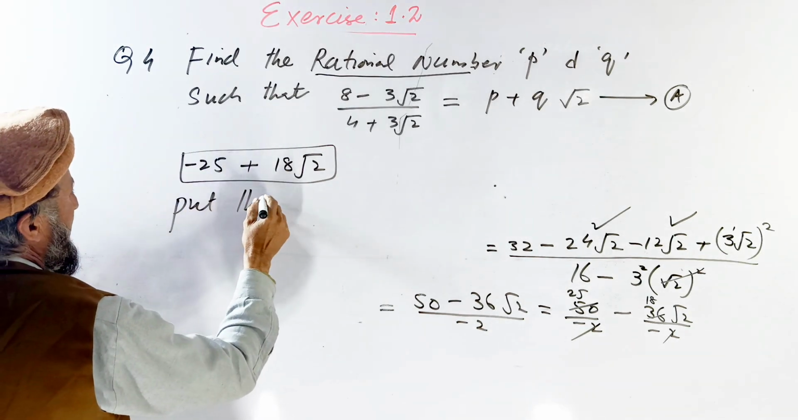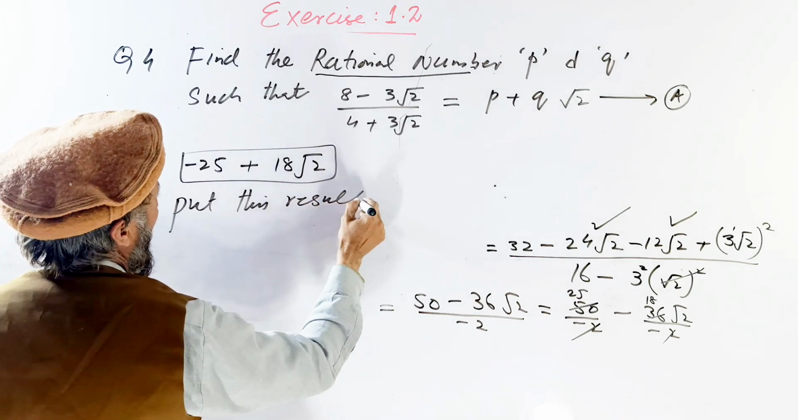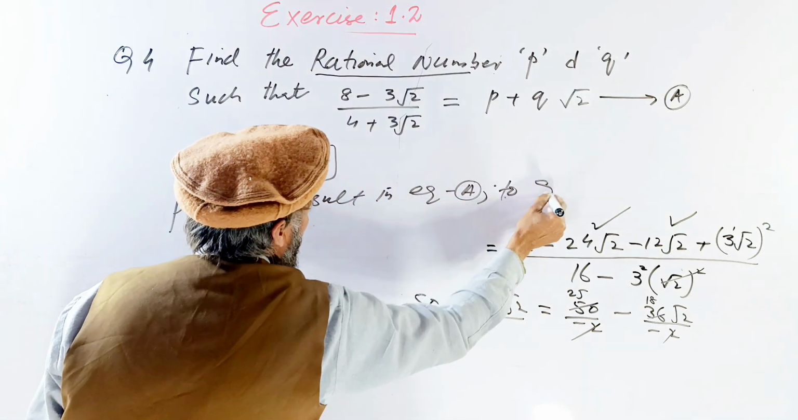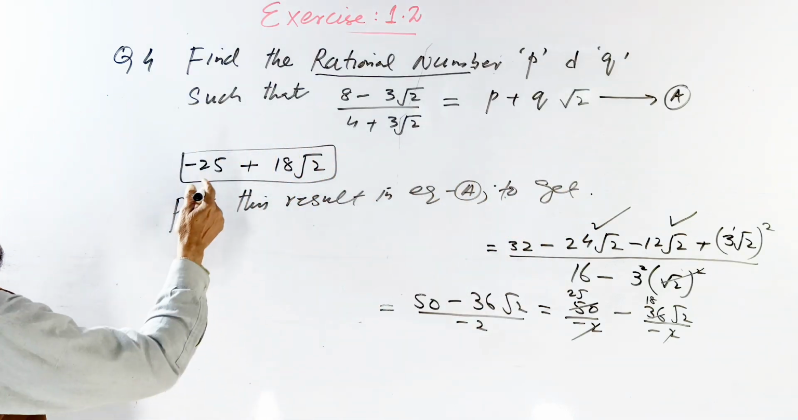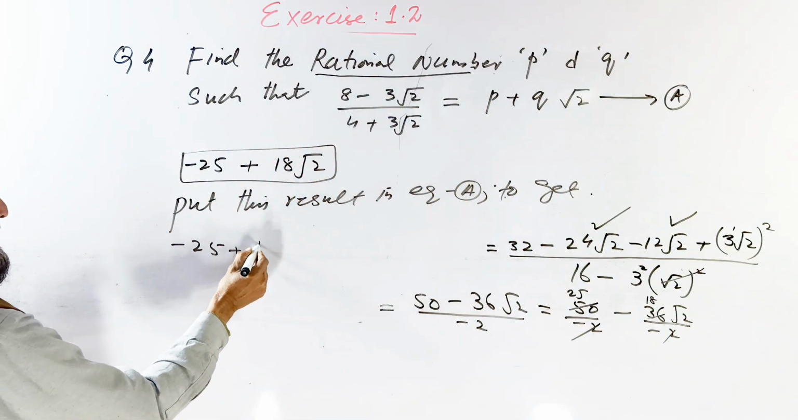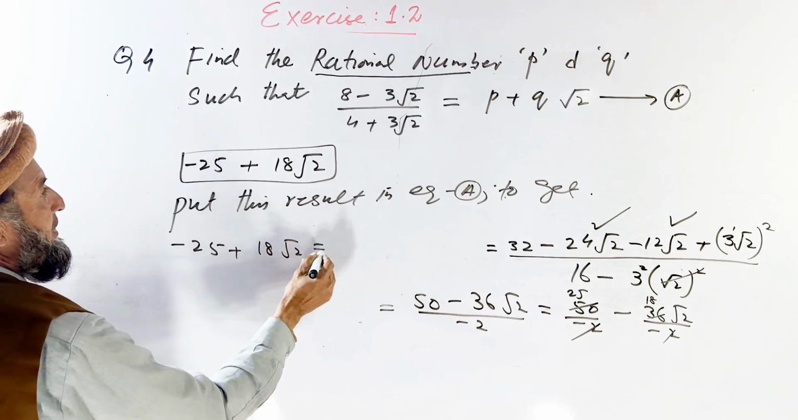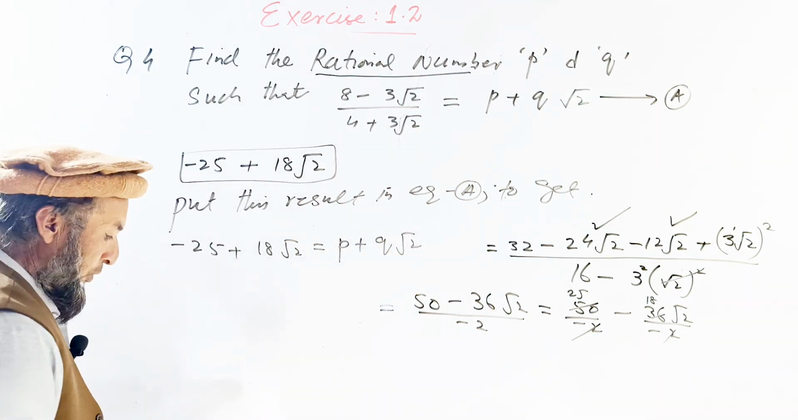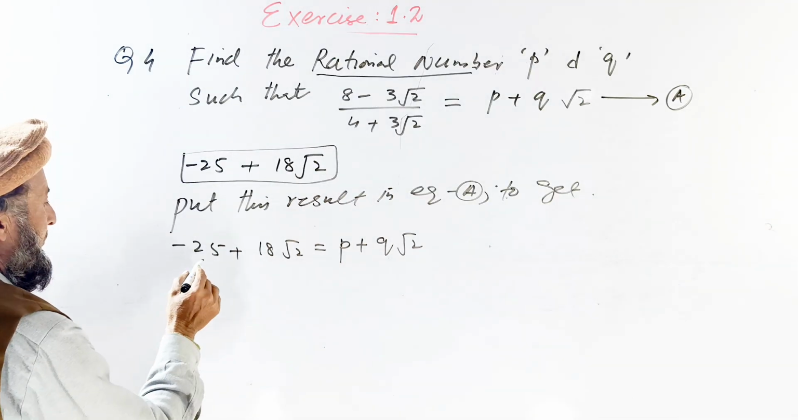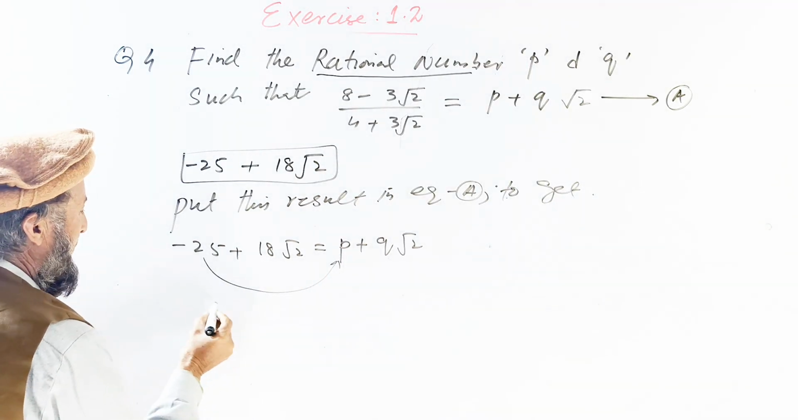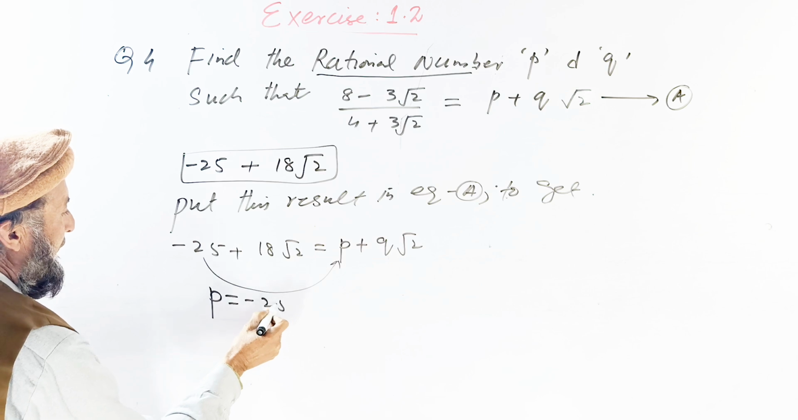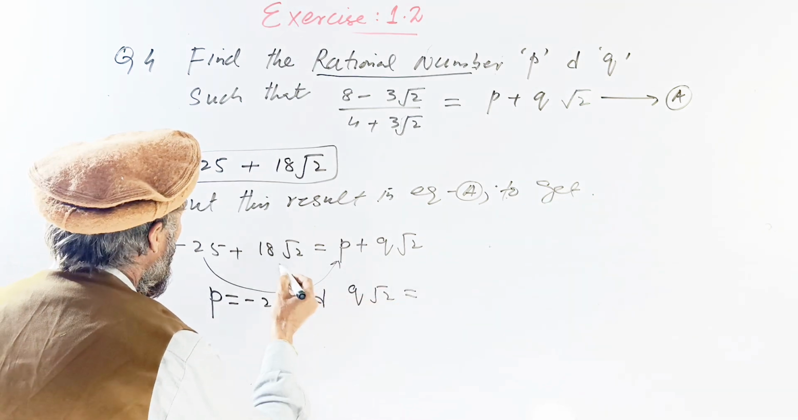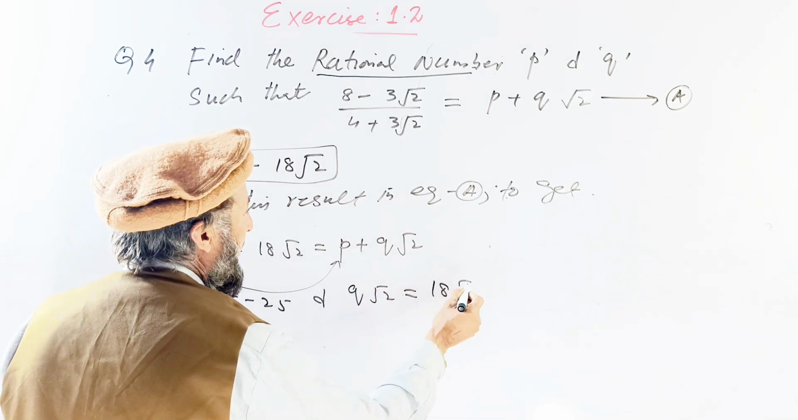Put this result in equation number A to get: minus 25 plus 18 root 2 is equal to P plus Q root 2. Now we are comparing the form, so P is equal to minus 25 and Q root 2 is equal to plus 18 root 2.